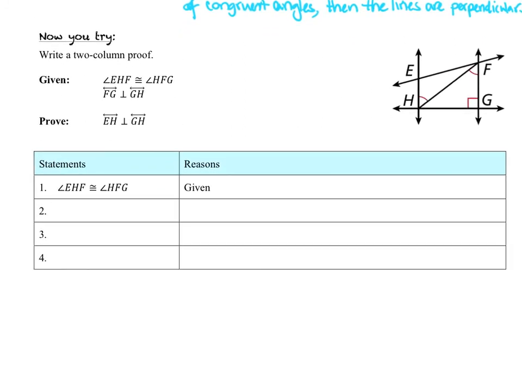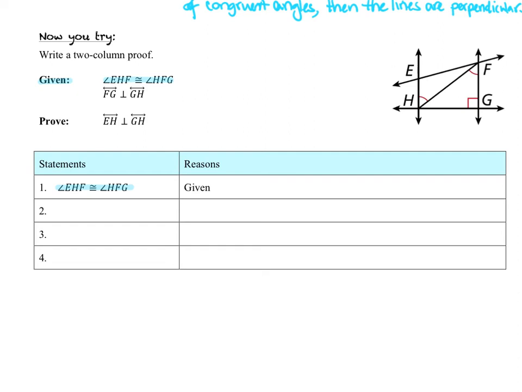So I'm going to ask you to turn off the video. Remember to mark up your diagram first based on the information that's given. You can see the first line is given to you right here. So this one is given to you first. Go ahead and mark up the diagram and take a stab at this proof. Turn the video back on when you're ready to check your answers and or get a little bit of explanation about how this worked.